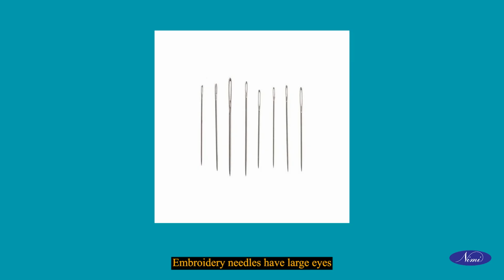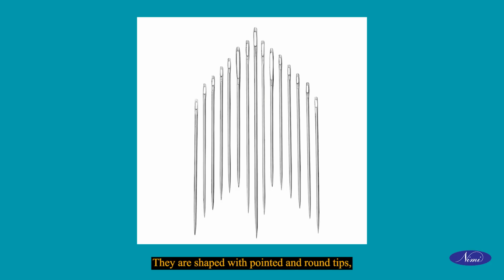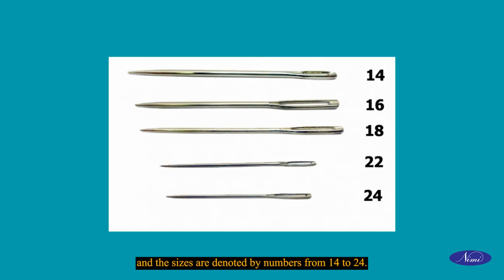Embroidery needles. Embroidery needles have large eyes to allow the thread to pass through easily. They are shaped with pointed and round tips, and the sizes are denoted by numbers from 14 to 24.